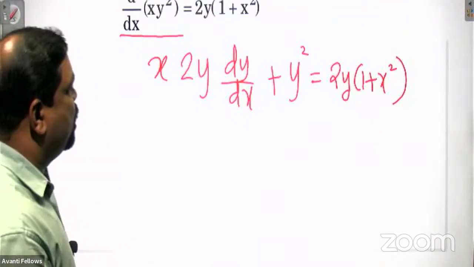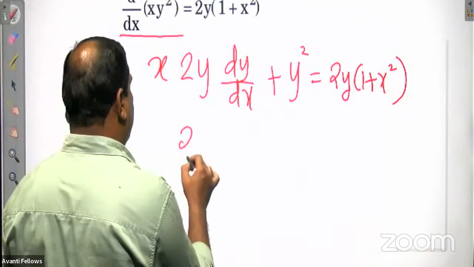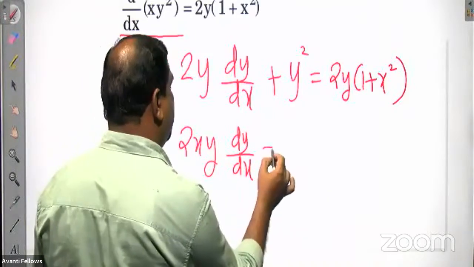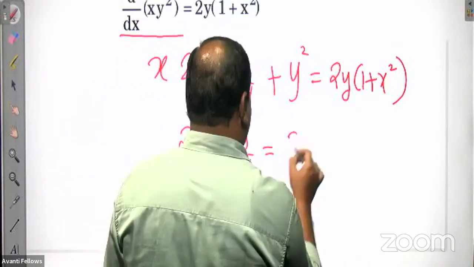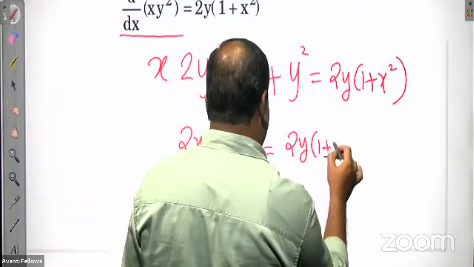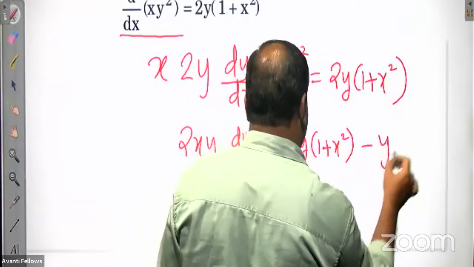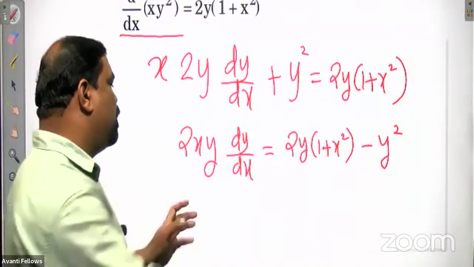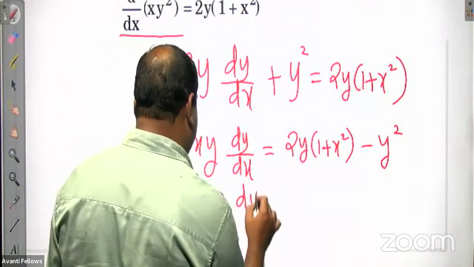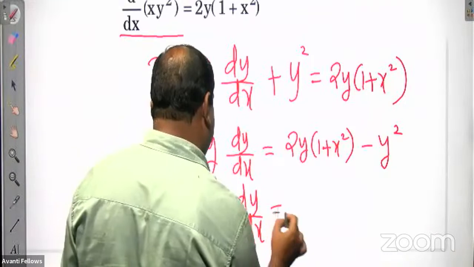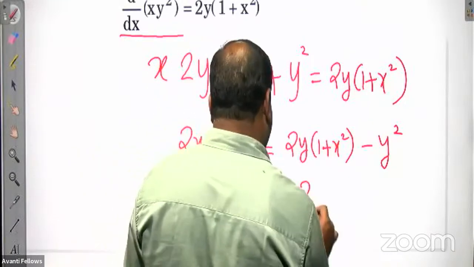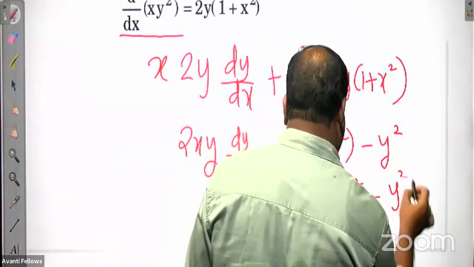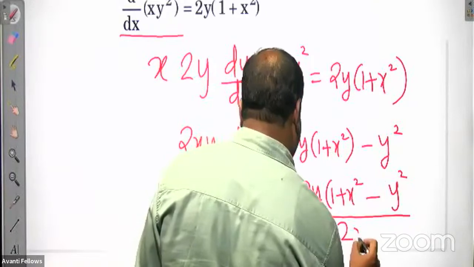Then what we have to do? So 2xy dy by dx is equal to 2y into 1 plus x square minus y square. Normal simplification only. Then divided by 2xy. So therefore dy by dx equals 2y into 1 plus x square minus y square divided by 2xy.